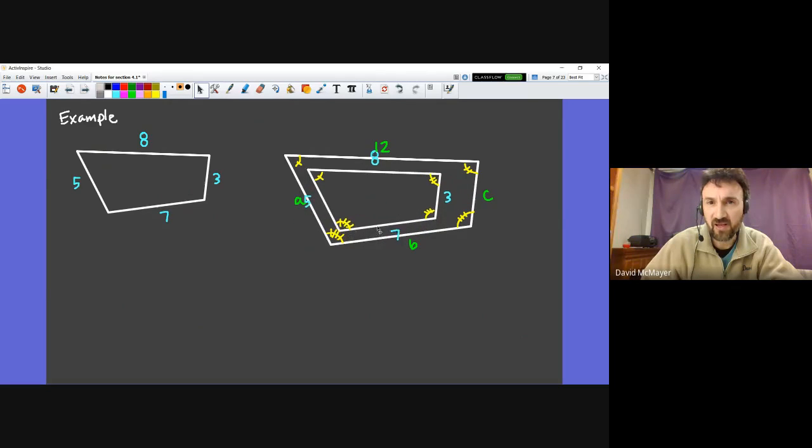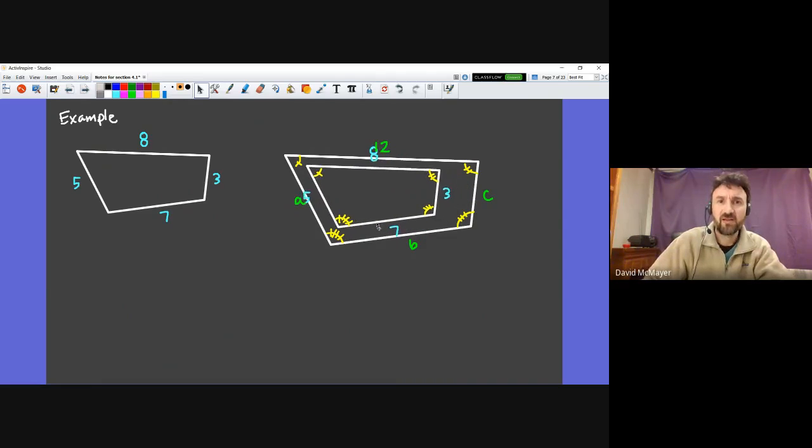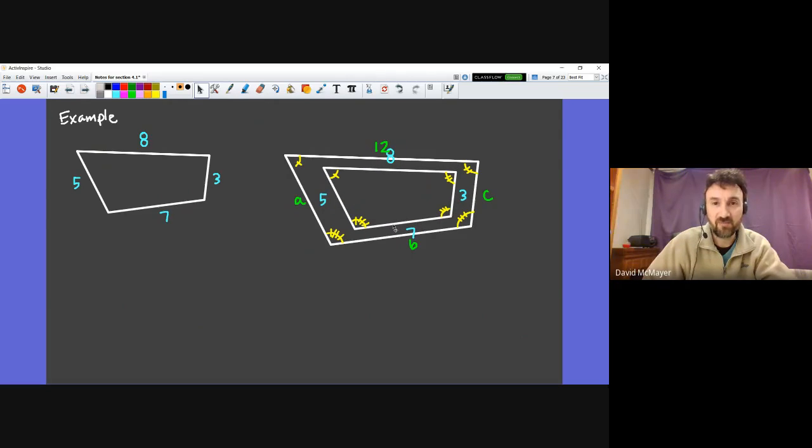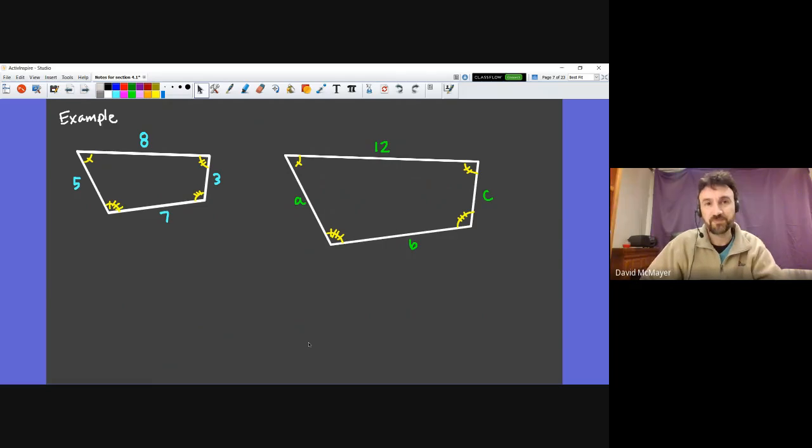Okay, so I see that. But then 8 certainly doesn't match with 12. And 3, I guess, is smaller than C. And 7 is smaller than B. 5 is smaller than A. This smaller shape is, well, smaller than the bigger shape. What we want to try and do is something with that shape.